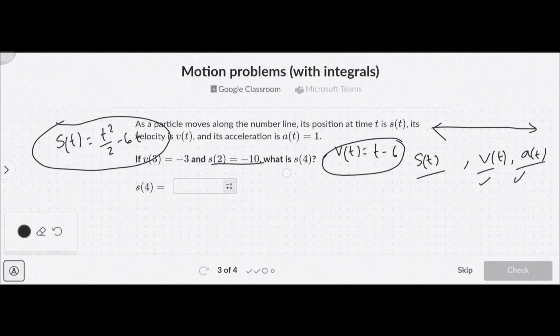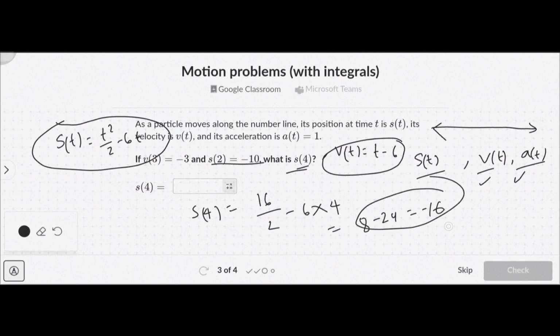Now we have to find s(4). So s(4) is equal to 16 by 2 minus 6 into 4, t is equal to 4. 8 minus 24 is equal to minus 16. That's the answer, minus 16.